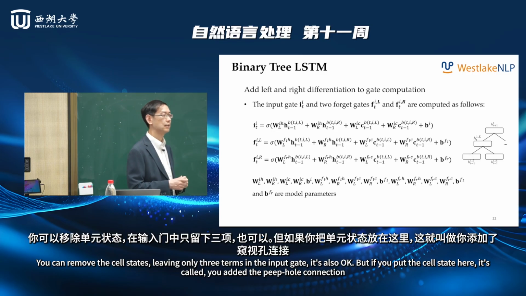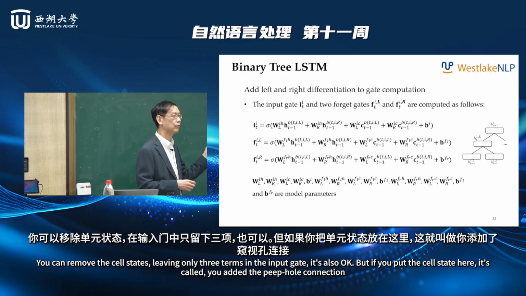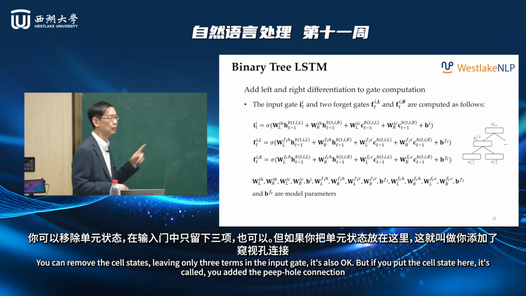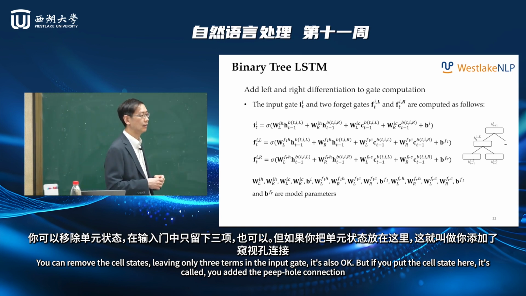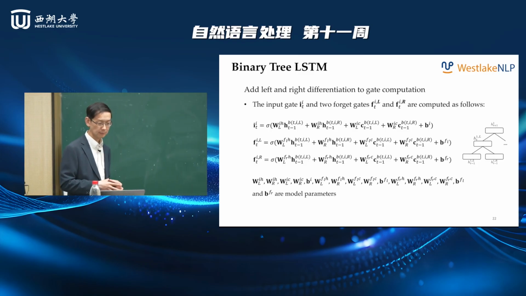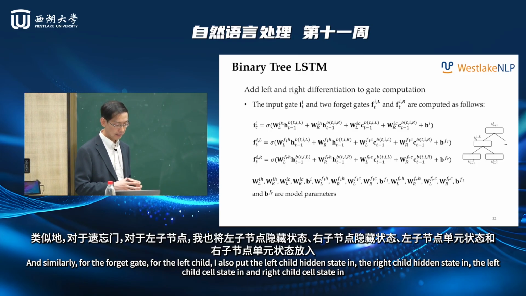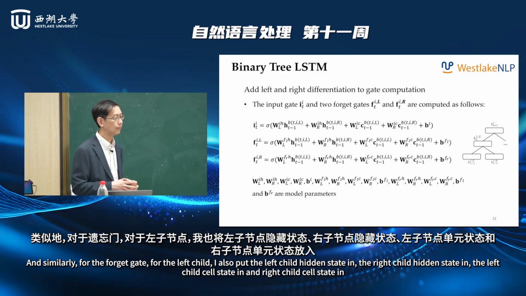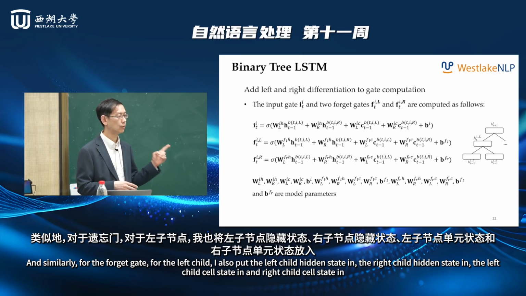You can remove the cell states, leaving only 3 terms in the input gate. It's also okay. But if you put the cell states here, you added the peephole connection. Similarly, for the forget gate, for the left child, I also put the left child hidden state in, the right child hidden state in, the left child cell state in, and the right child cell state in.